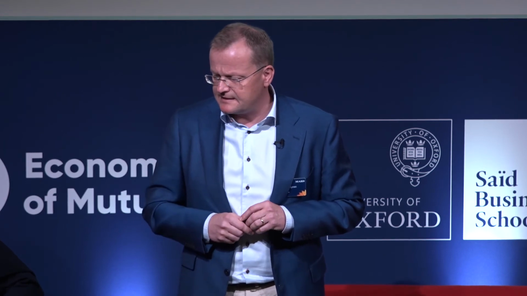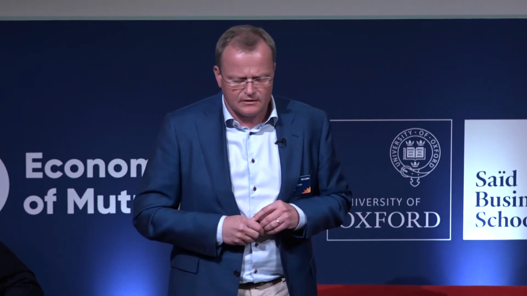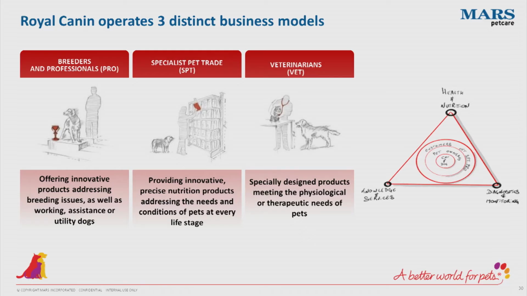The next example I wanted to bring to you is Royal Canin. Royal Canin is the division of Mars, which is selling individualized nutrition to dogs and cats. The mission of this business is animal first, animal before anything else. And knowledge and respect for animal is everything that matters.